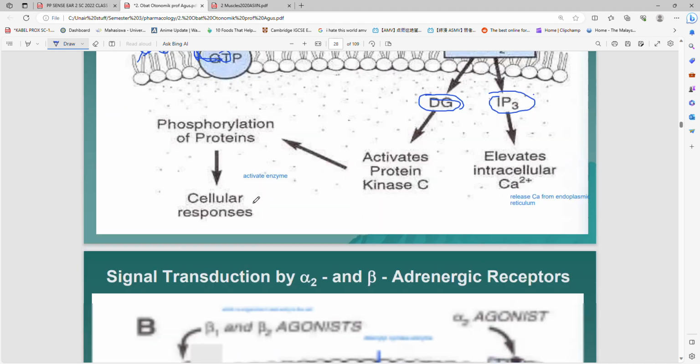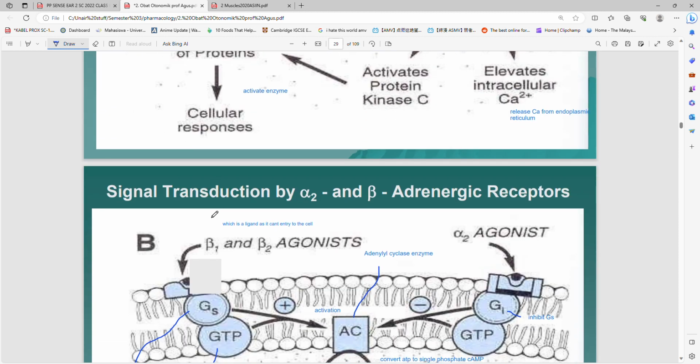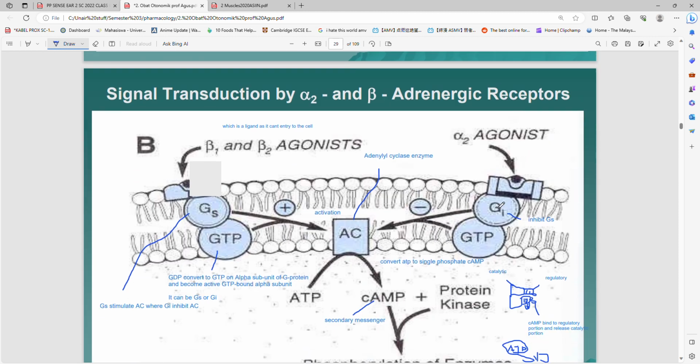There are three types of G proteins, right? So first, the Gq protein is already done. Now we talk about the Gs and the Gi. Gs means stimulatory, Gi means inhibitory. As the name shows, Gs stimulates the AC, adenylyl cyclase. The stimulatory G protein is found in the beta-1 and beta-2 receptors.